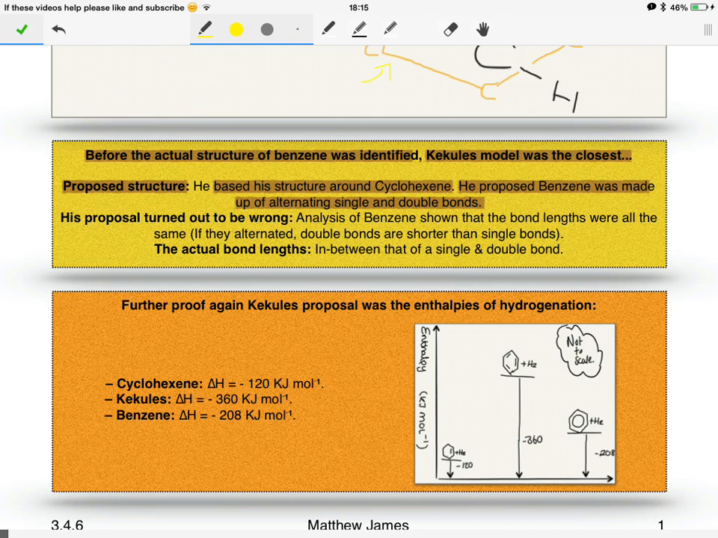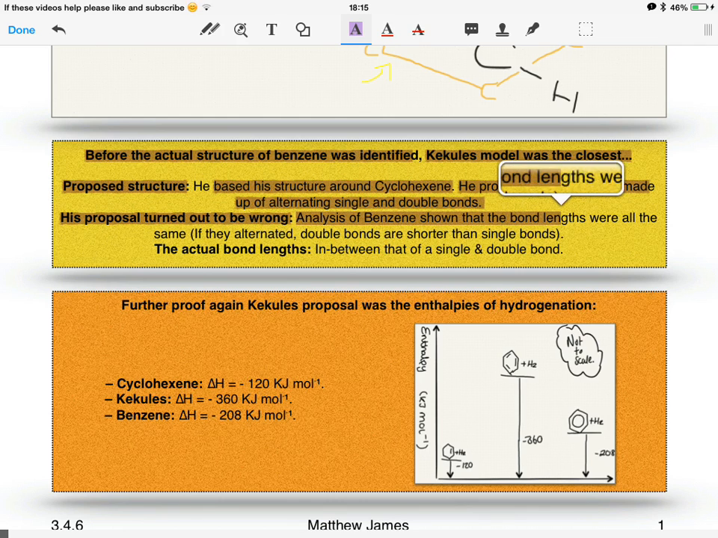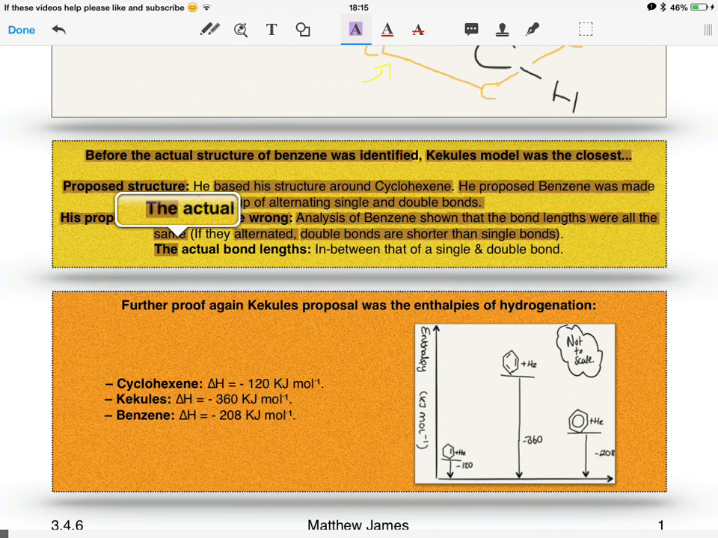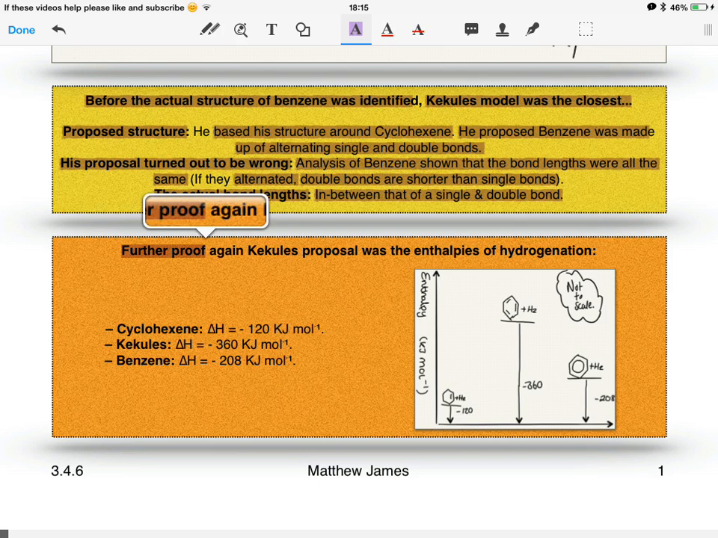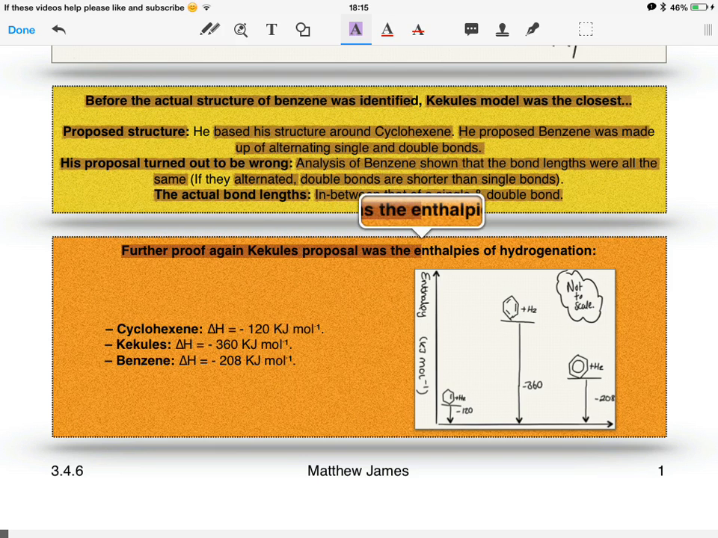However, it turned out that his proposal was wrong, and that's because analysis of benzene showed that the bond lengths were all the same, and if they were alternated, double bonds are shorter than single bonds, so they wouldn't be the same. And just a bit of extra knowledge, the actual bond length was in between that of a single and double bond.